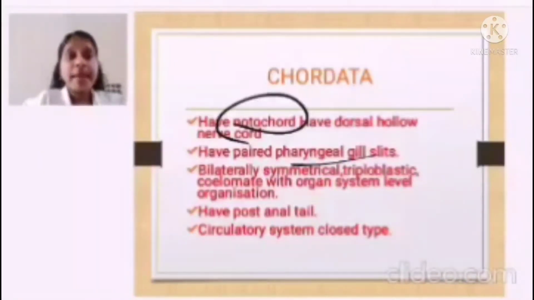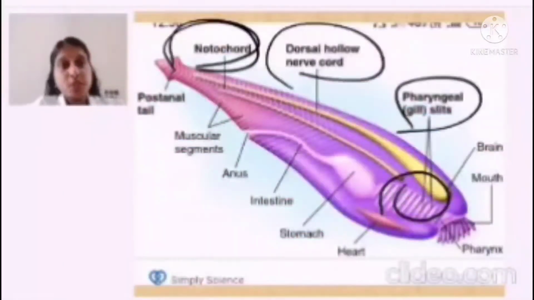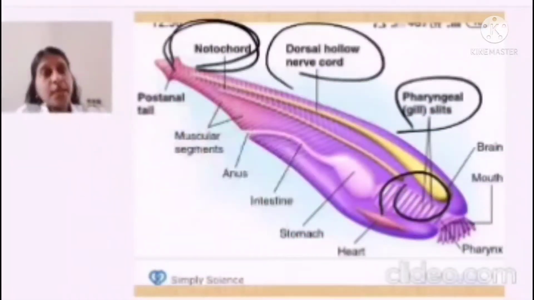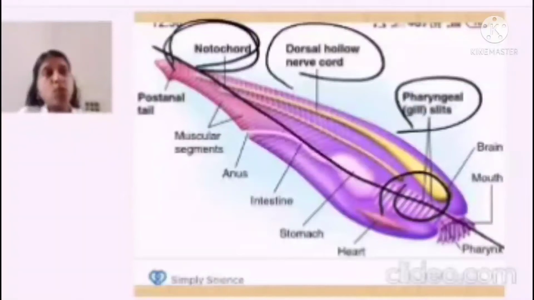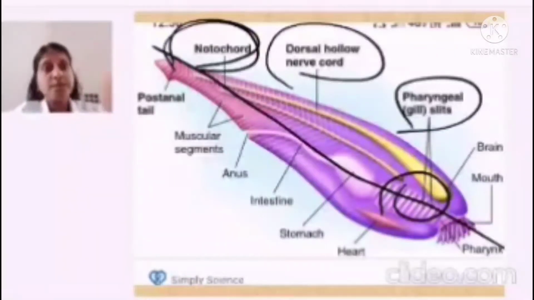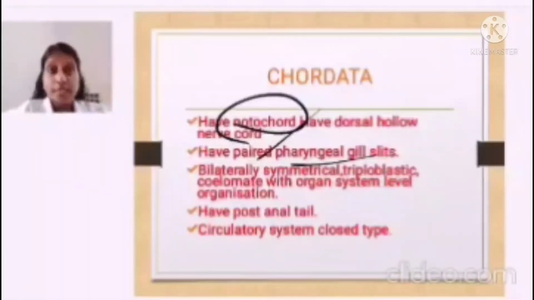Third is that they are bilaterally symmetrical. Bilaterally means you can divide this animal into two equal halves only through one plane. Like this only you can divide; you cannot divide it in any other plane. Only one plane you can divide this animal. So that is bilateral symmetry.